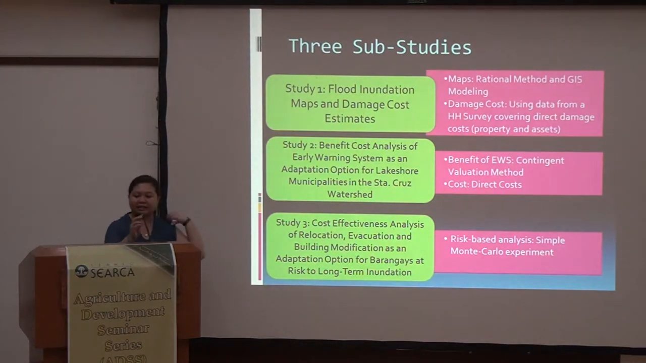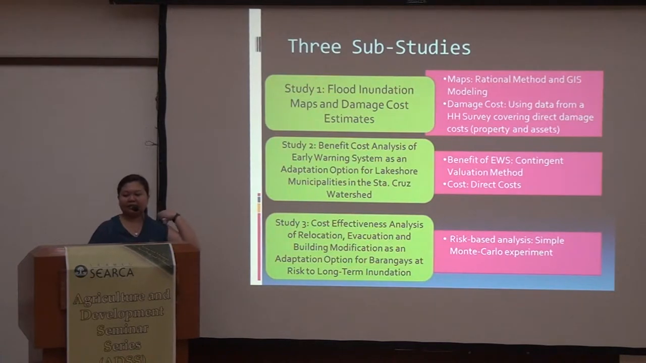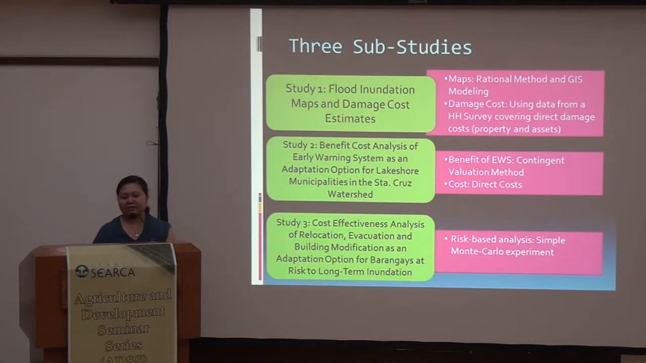Just to highlight the summary of the methods that we use, for flood inundation maps, we were able to produce those maps using the rational method and GIS modeling. Of course, this is an engineering activity, so Professor Baliran was the one who conducted this particular part of the study. In terms of damage cost estimation, we used the data from the household survey, and what we estimated is the direct damage cost, which covers property losses and asset losses to the households.